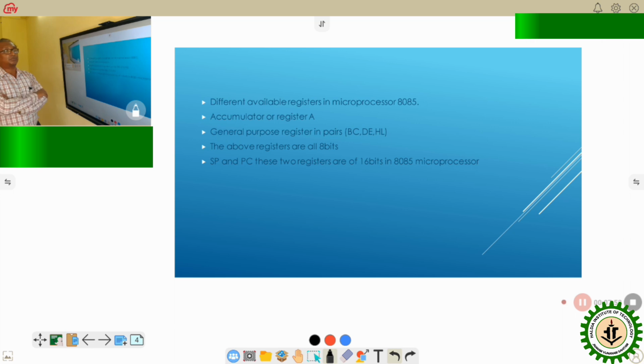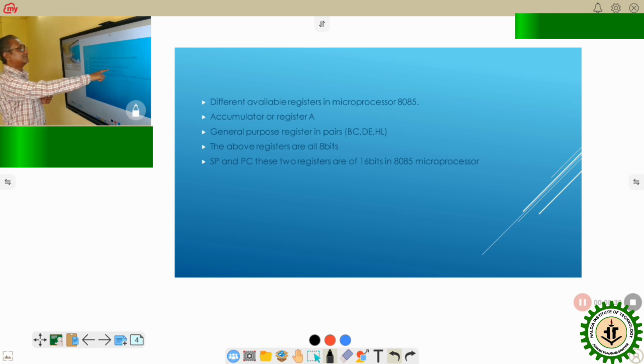Suppose I want to add two 8-bit numbers. One number I should store in the accumulator, and the other number I should store in any other register. When we add these two numbers, the content of the accumulator will change and it will reflect the result. So the results of an arithmetic operation or logical operation, meaning AND logic or OR logic, where arithmetic operation means addition, subtraction, are all stored in the accumulator or register A.